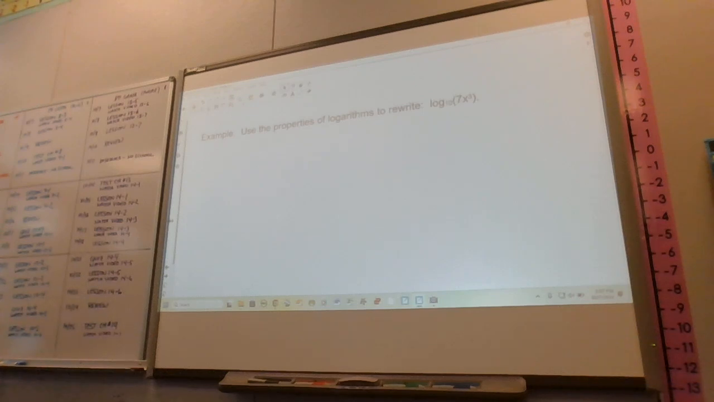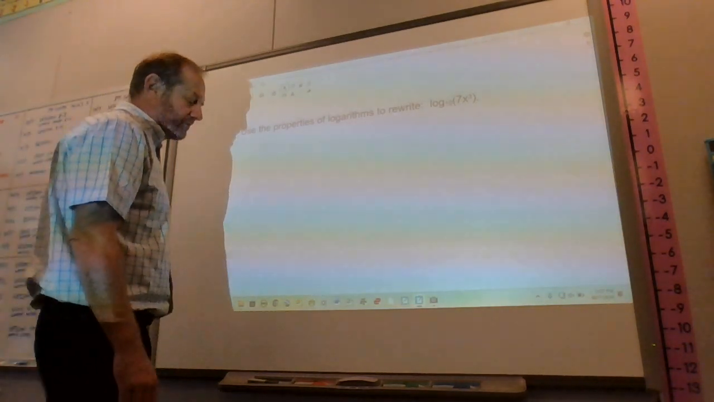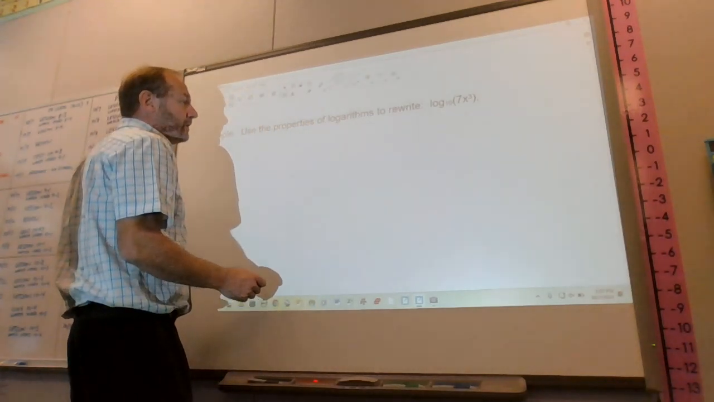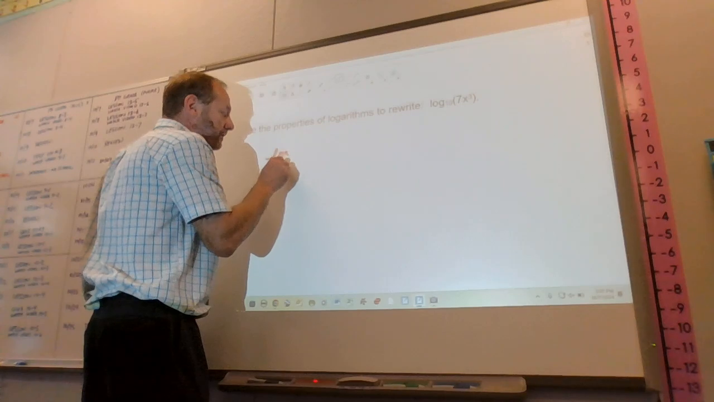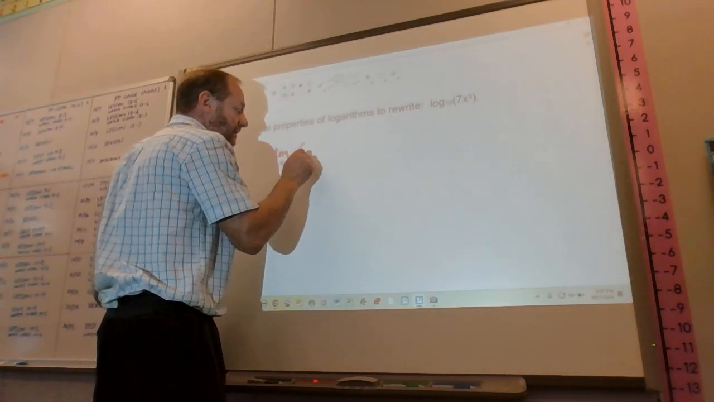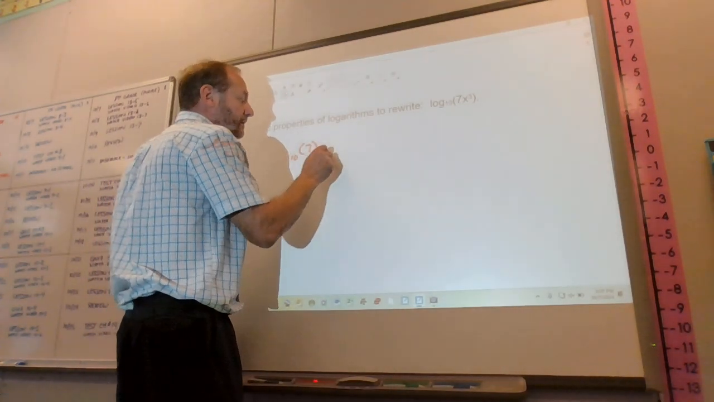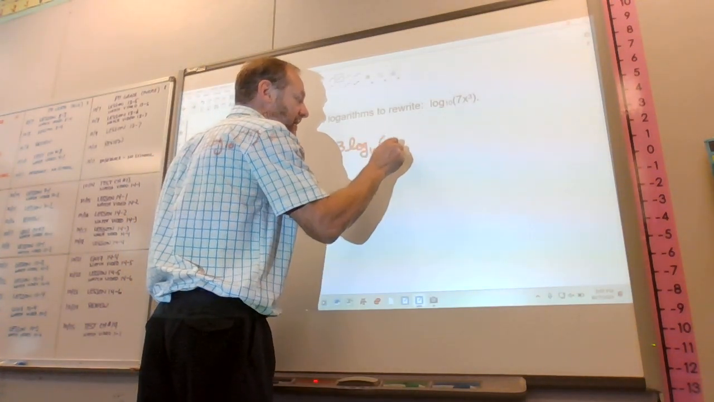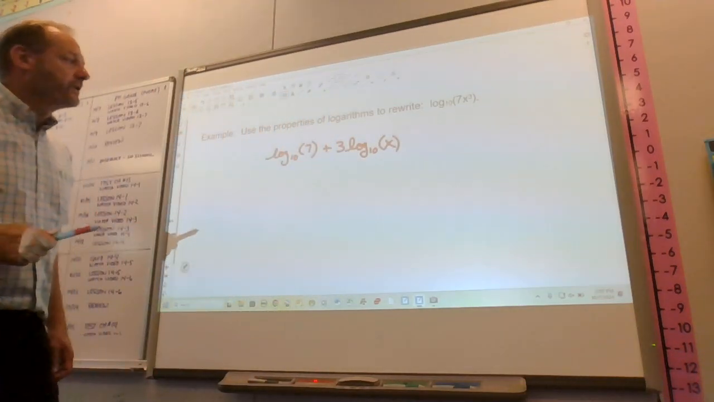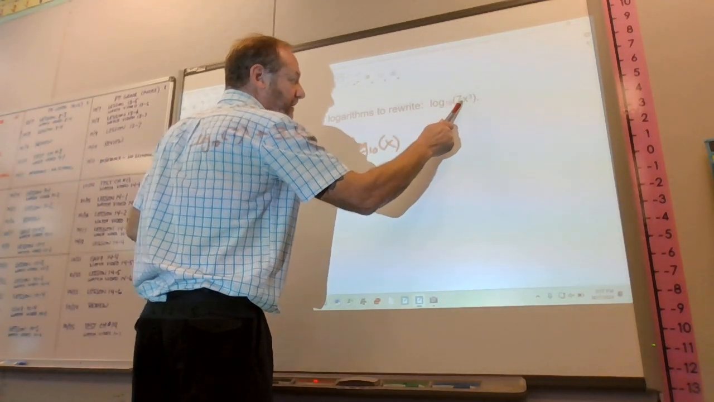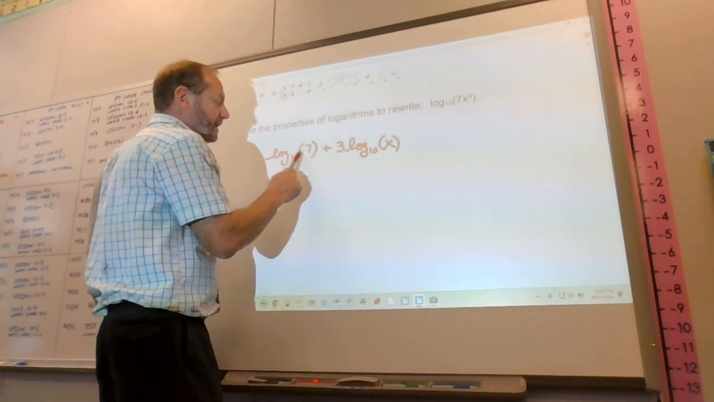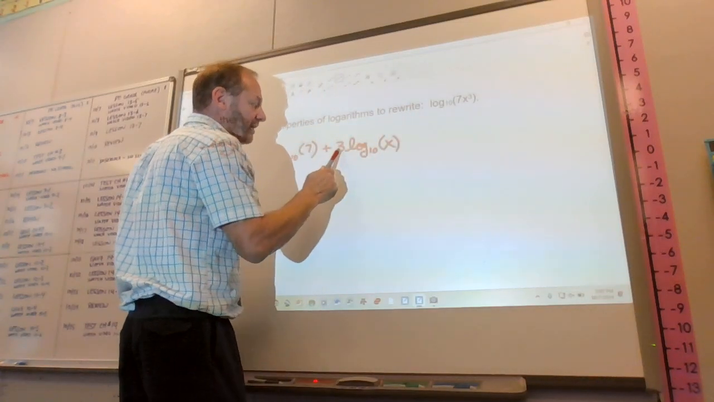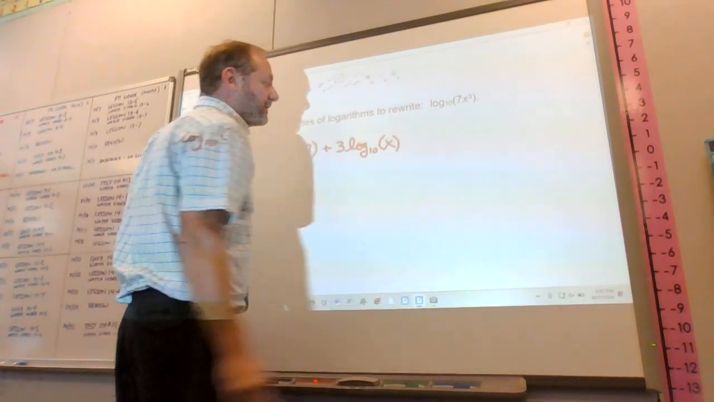Use the properties of logarithms to rewrite the log base 10 of 7x to the third power. I can write that as the log base 10 of 7 plus 3 times the log base 10 of x. Since I have multiplication, I can break these two pieces apart and add them together. And since this is x to the third power, I can take the power down in front and make it 3 times just the log base 10 of x.